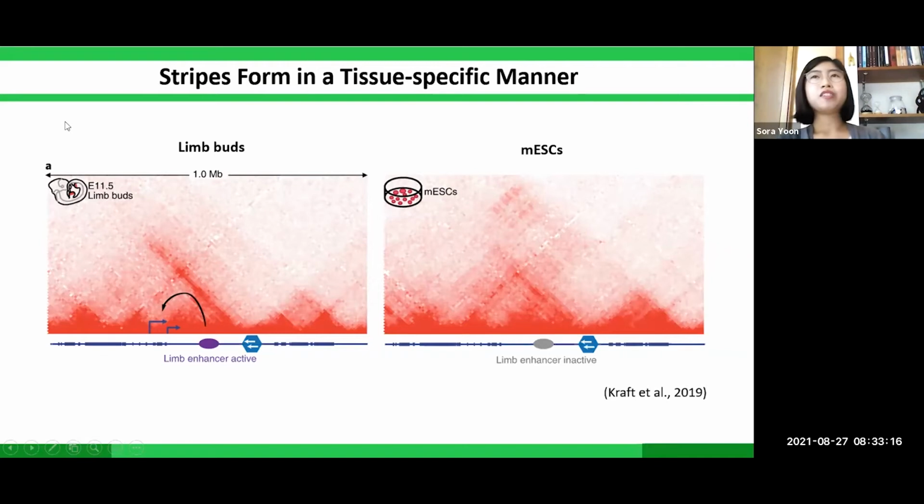Besides that, there are some interesting features of stripes. First, stripes are formed in a tissue-specific manner. For example, this stripe is formed by inverting the EPH84 domain in the mouse limb bud. However, this stripe is not observed in mouse embryonic stem cells. So we can say stripes are formed in a tissue-specific manner.